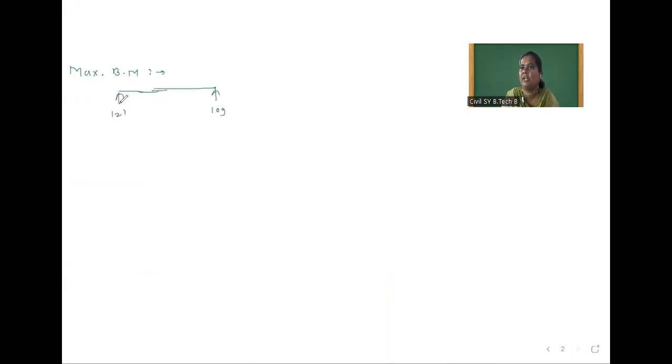RA here is 121, A point, and this is B point, and here somewhere is the C point. Okay, so 1.55 is the distance from C point. This total span is 7 meter. So 7 minus 1.55, how much span will be there?